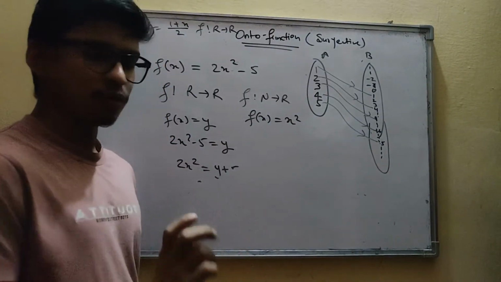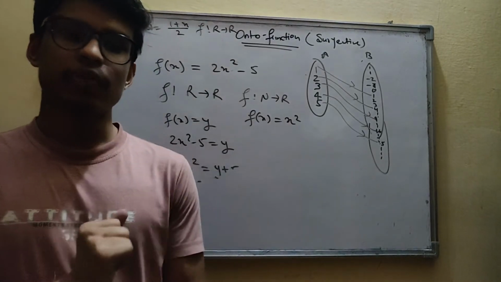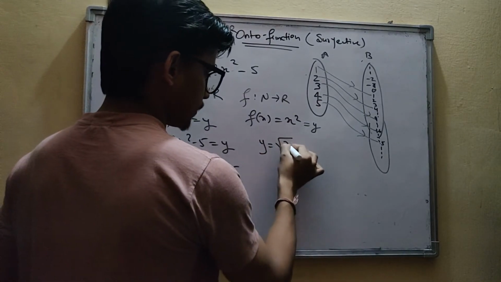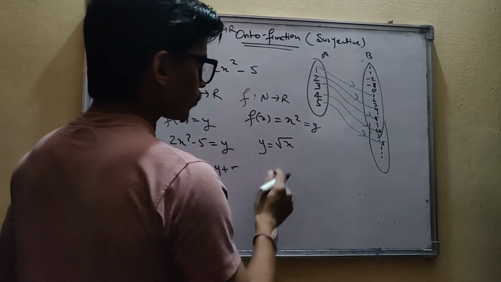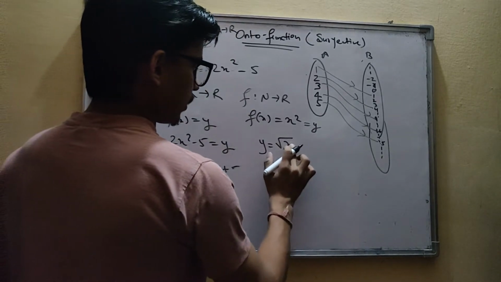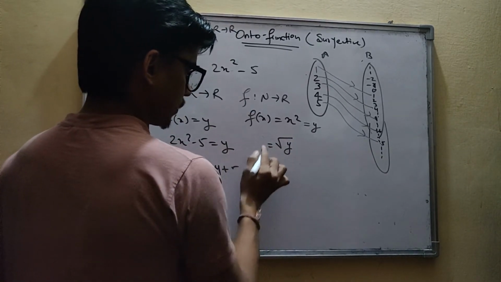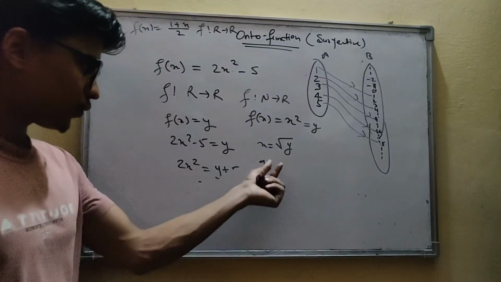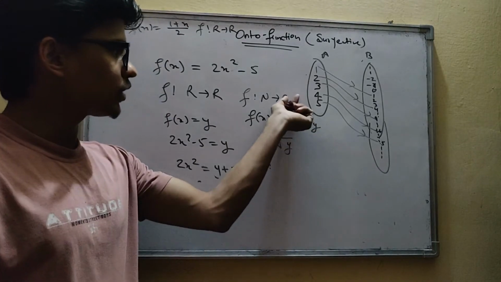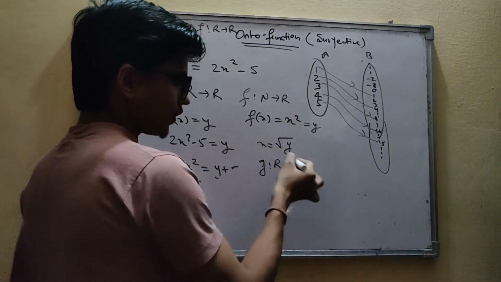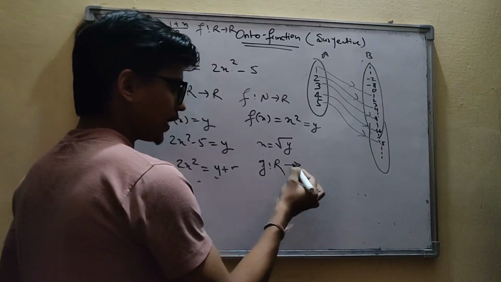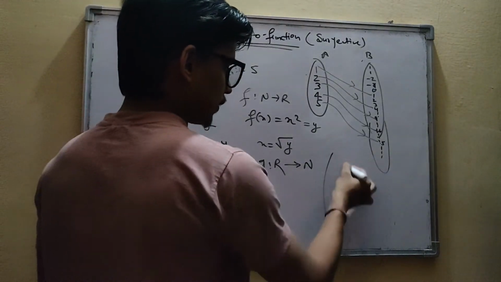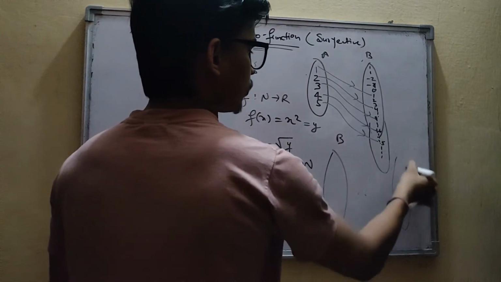Why? Now in an onto function, what we do is interchange the domain and range, right? So if I take it as y, y is going to be root x, and so x square equals this. Sorry, this should be y and this should be x. Now this is your new function, and you can write it like this. Since y belongs to real numbers, for this particular function the real numbers will become the domain and the natural numbers will become the range, right? Now if I take it like this, this is going to be b and this is going to be your a.